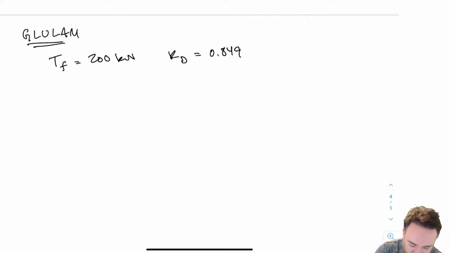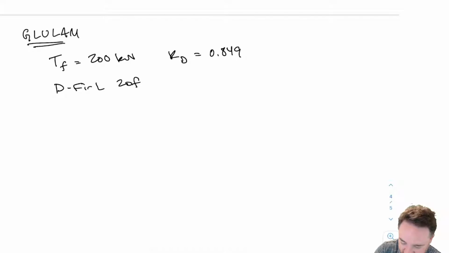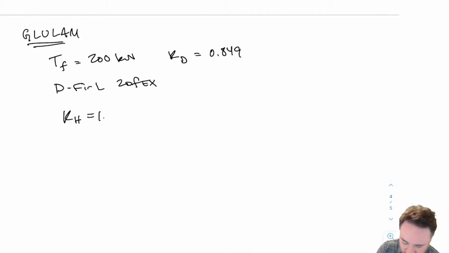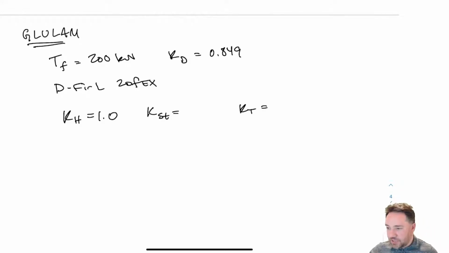Okay, so we know that we're going to use Douglas fir larch 20FEX. That was given in the design problem. Now let's go to the table and figure out what our actual strength should be. But before we do that, let's figure out what our KH is going to be: 1.0, because we have one member by itself, so there's no sharing of load. KST we don't know, and KT we don't know. So let's go to those tables, because depending on what KST and KT are, we might need to modify our expectations for what we look at in the design tables.